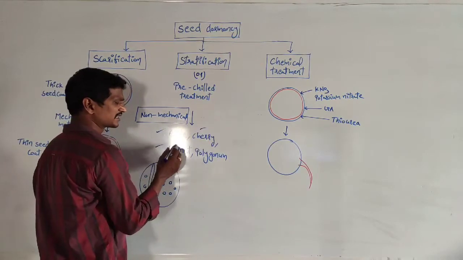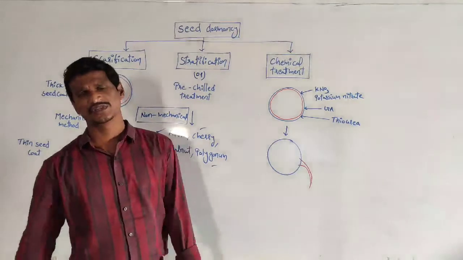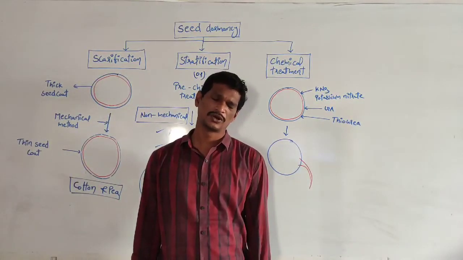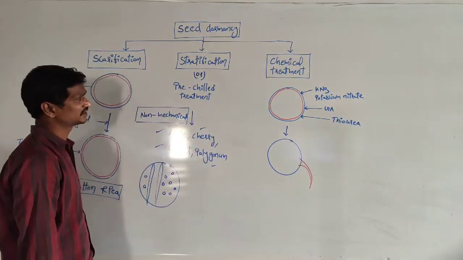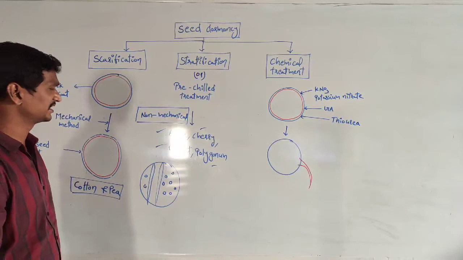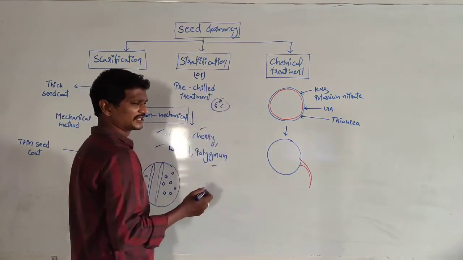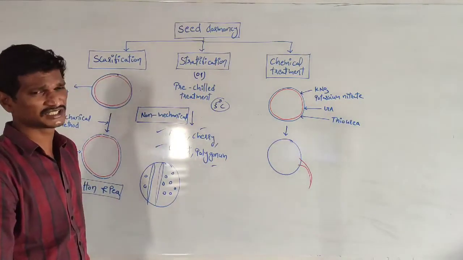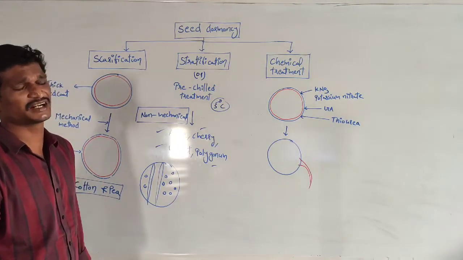Examples are apple, cherry, walnut, and polygonum. These are some of the seeds. This is the non-mechanical method where the seeds are exposed to low temperature, that is 5 degrees centigrade. Sometimes the temperature given is 5 degrees centigrade or below. In that case, the seeds germinate. That is stratification.